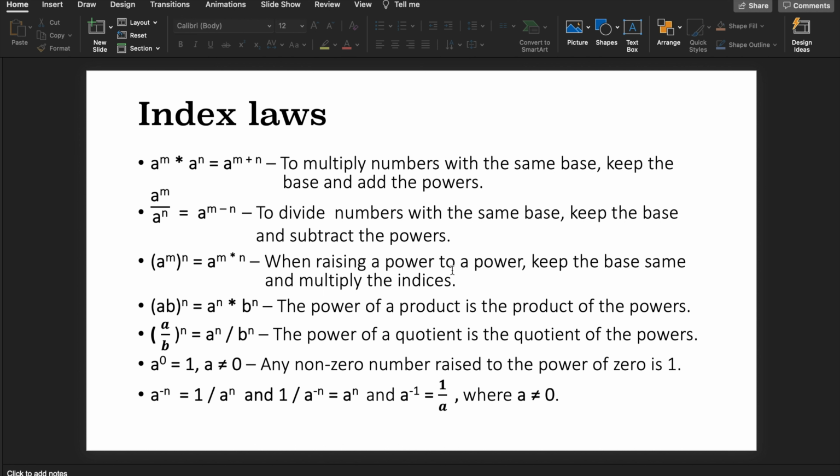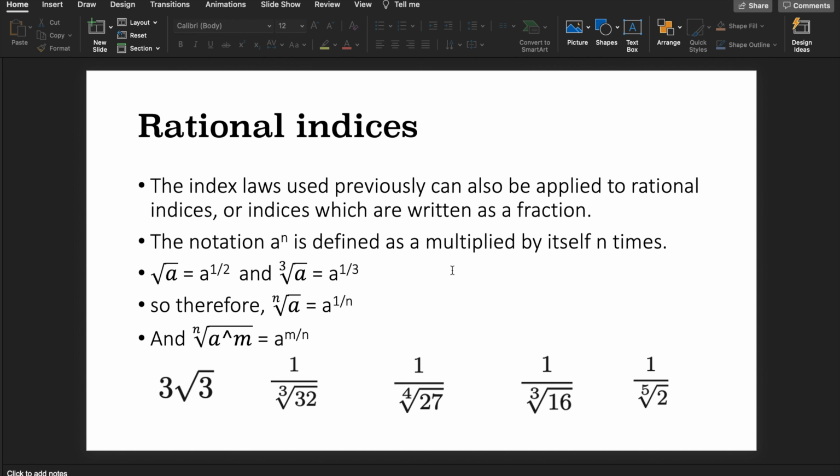Yeah, so this is all. And now let's move on to the next one. And so the index laws that we used previously can be applied to this new one, and it can be written as fractions.